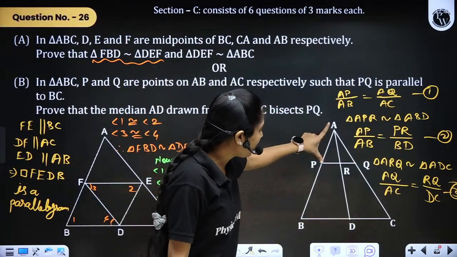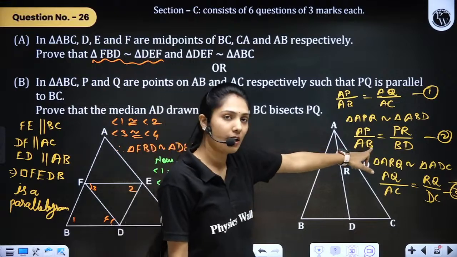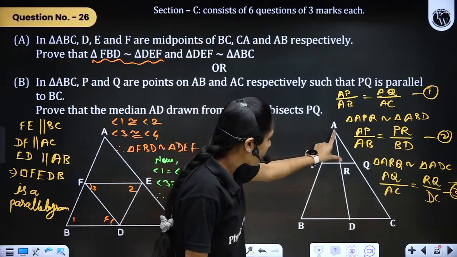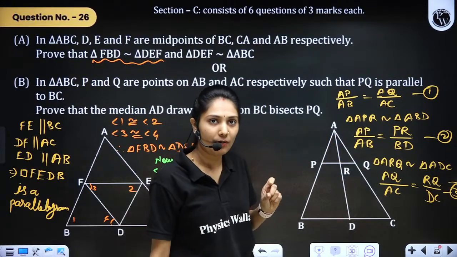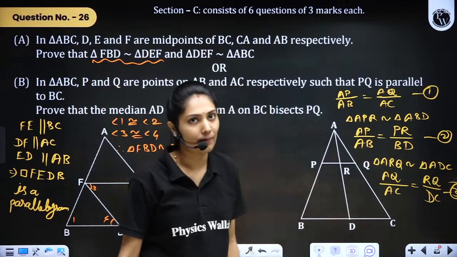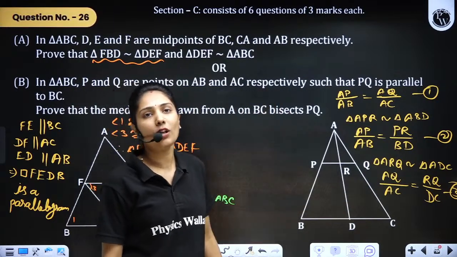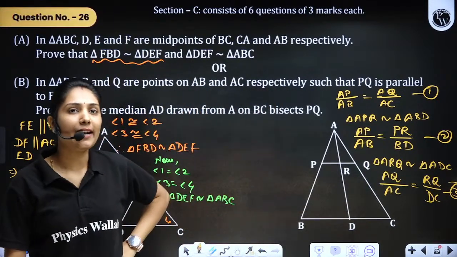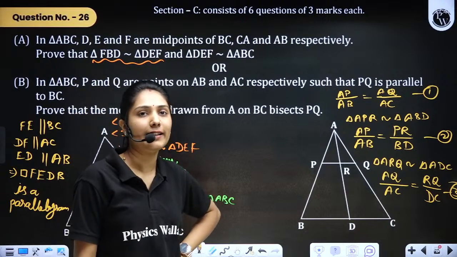Then this triangle is similar to the bigger one, so we got our second equation. This smaller triangle is similar to the bigger one, so we got our third equation. Now from 1, 2 and 3, what can we conclude? What should be the conclusion here? Tell me.